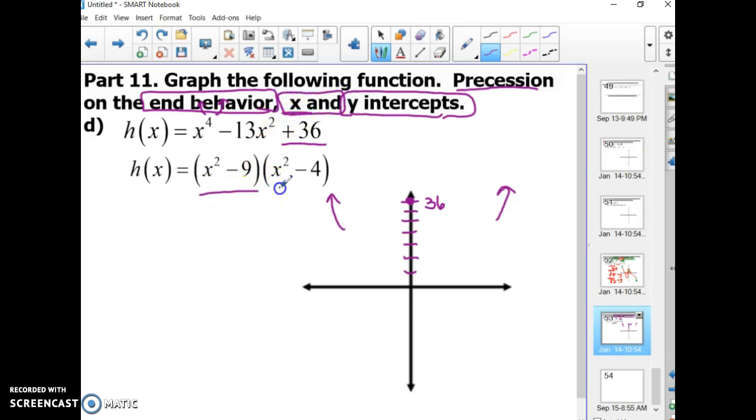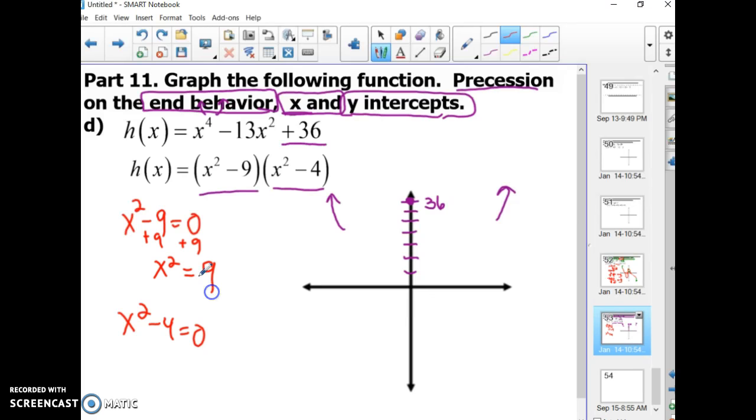So I have two factors right here. Setting myself up, we set each factor equal to 0: x squared minus 9 equals 0. Add 9 to both sides. x squared is equal to 9. Well, how do I get rid of a power? I need a root, a root of 2. So when I come over here, I get that.